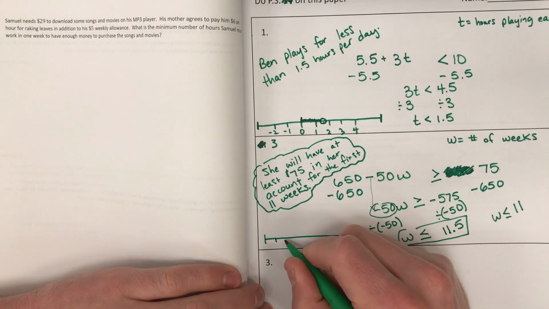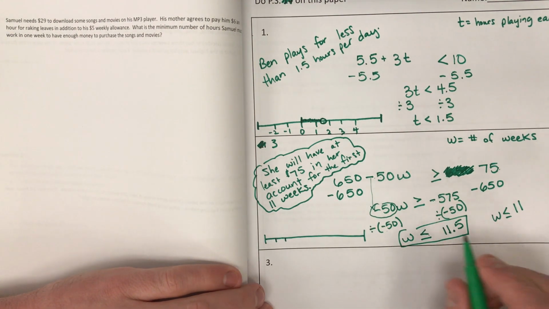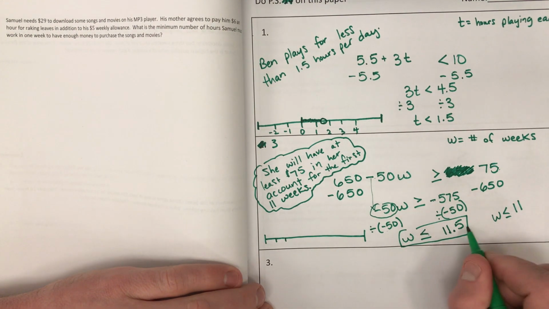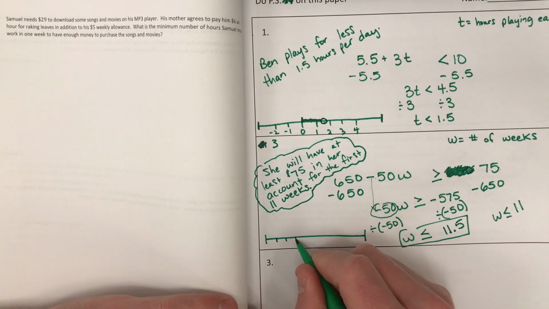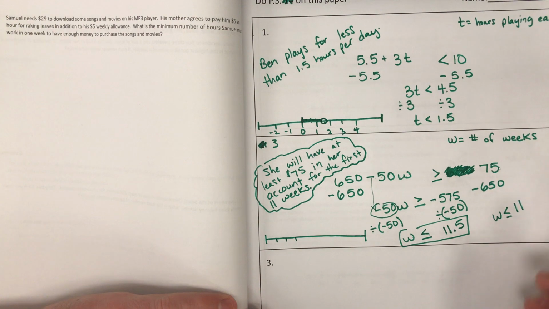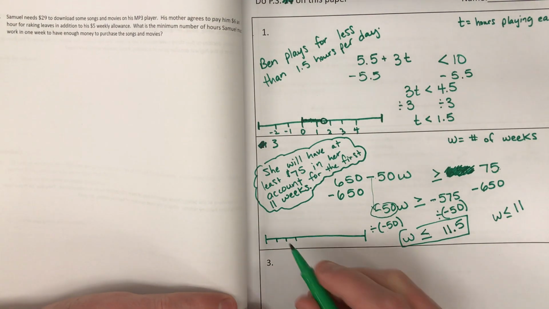Either way would have been correct, I think. You could debate which one is the correct way to do it, and both would really be right. So I'm going to mark a few numbers to the left of 11 and to the right of 11.